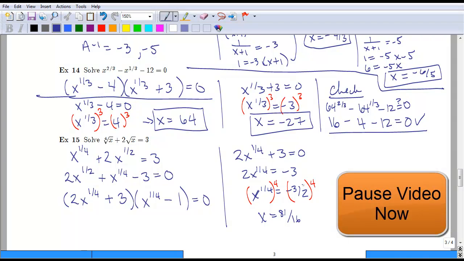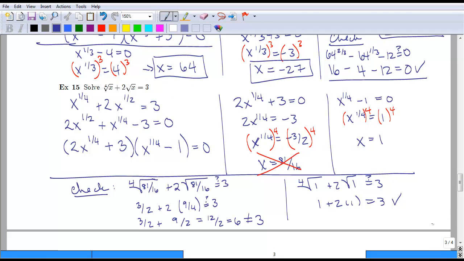I want you to pause the video here and find the final solution to this equation. And check both to make sure that there are no extraneous roots. So if you went through this last one just equals 1, it's not too bad. The thing that you should have found when you go through and check is that 81/16 does not work. It comes out to be 6 when you plug it into the radicals, which does not equal 3. So our only solution in this case is 1.